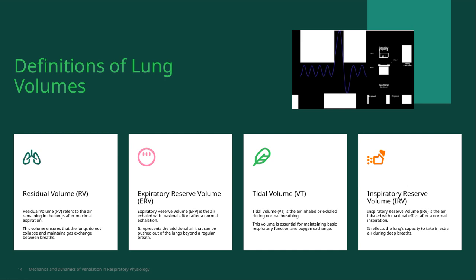Overall, these different volumes, RV, ERV, VT, and IRV, are all interconnected. They give us a detailed picture of lung capacity and function, helping us understand how efficiently our respiratory system works in both resting and active states.